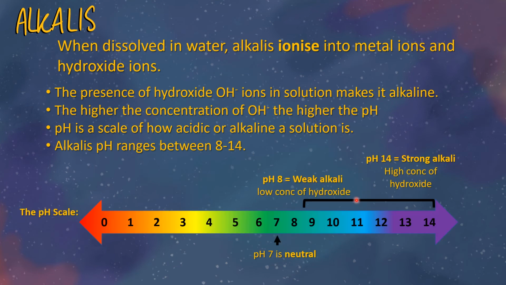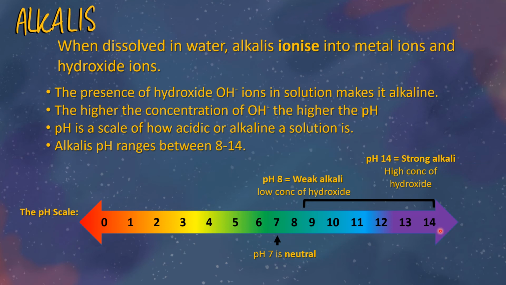So here we have our alkaline solutions. So here is 7, that is neutral. pH 8 would have a low concentration of hydroxide ions, and pH 14 would have a very, very high amount of OH- ions. So if we put universal indicator into a solution and it turned purple, then we know that it's got a lot of OH- ions and it is alkaline.